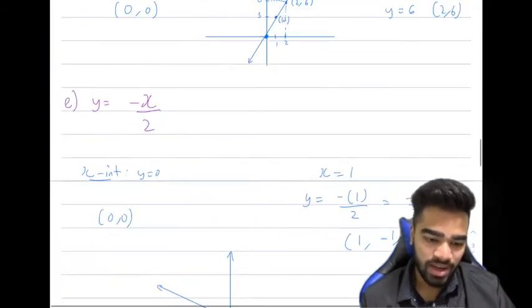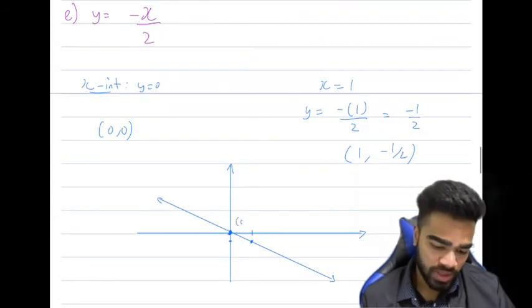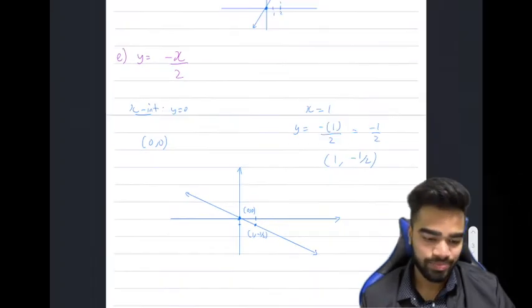So again, label your coordinates like I've done here. Just label the two coordinates. So it would be 0, 0 and 1 and negative half. That's it. Okay.